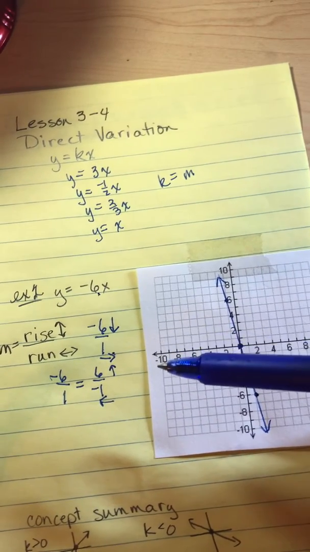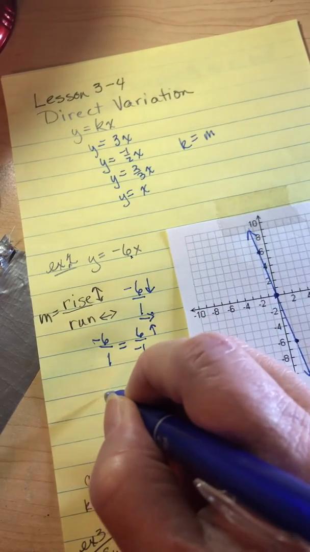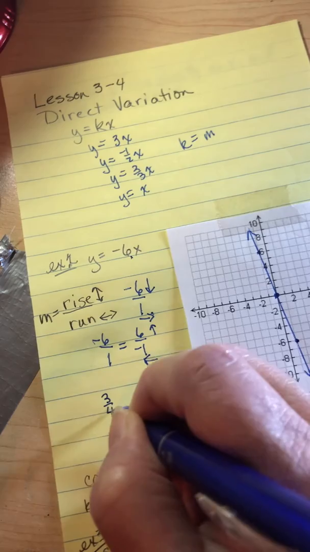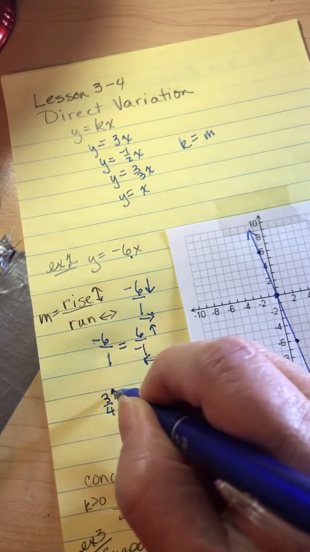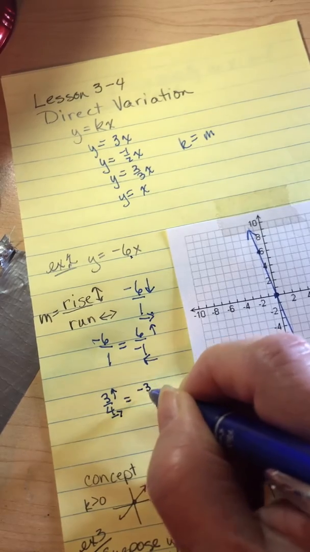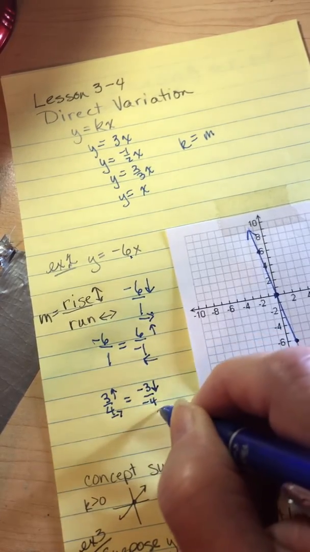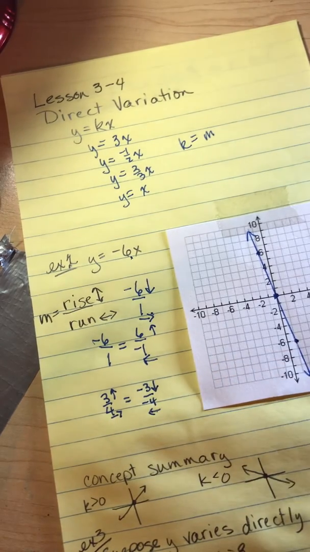What if I had 2 positives? What if my slope was 3/4? Well, that means up 3, right 4, but that's also equal to negative 3 over negative 4, which would be down 3 and left 4.